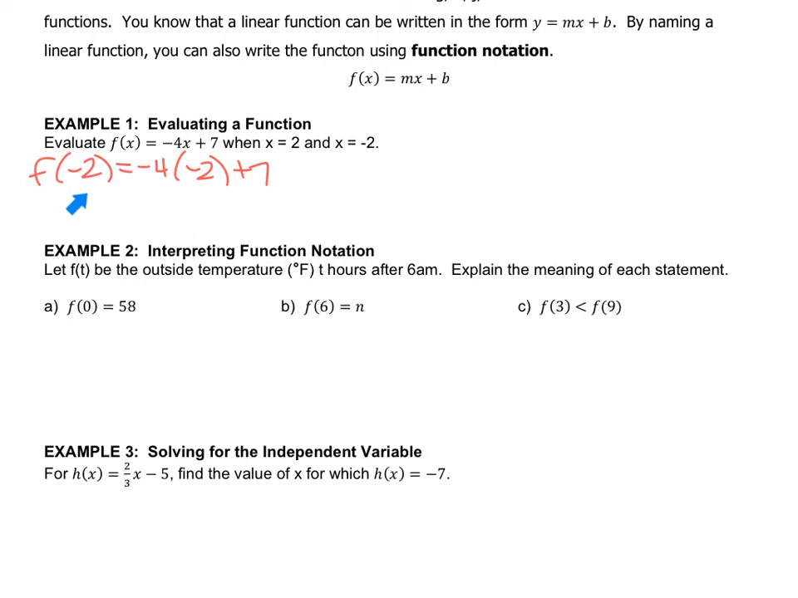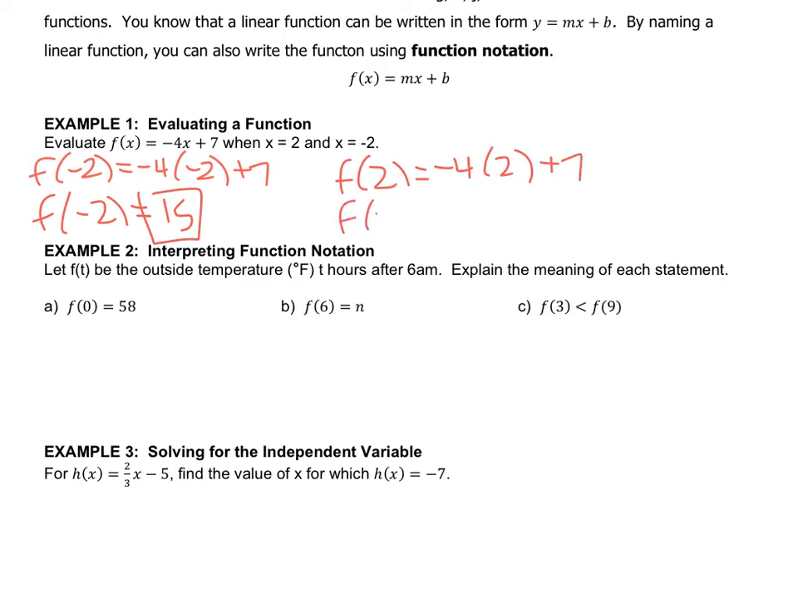This is saying I'm evaluating this function f for the number negative 2. So now we just calculate, and I don't need to show all my steps. f of negative 2 is equal to 15. Now you do it again with, oh, sorry, positive 2. I did it in reverse order. So f of positive 2 is equal to negative 4 times 2 plus 7. So f of 2 is equal to negative 1.